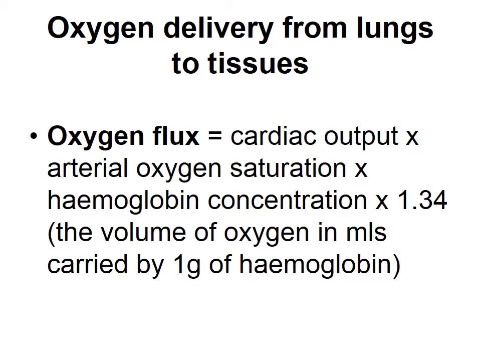Now this 1.34 number is quite special. It describes the volume of oxygen in mils of oxygen carried by 1 gram of hemoglobin. So what this means is we can actually work out the oxygen flux in terms of mils of oxygen per minute going from the lungs to the tissues of the body. We'd have to take cardiac output in litres per minute, and the oxygen saturations we would have to take in millimeters of mercury, and the hemoglobin concentration we'd take in grams per deciliter. So if you actually work all that out, it gives you around about 1,000 mils of oxygen.